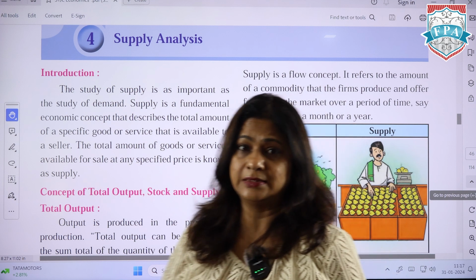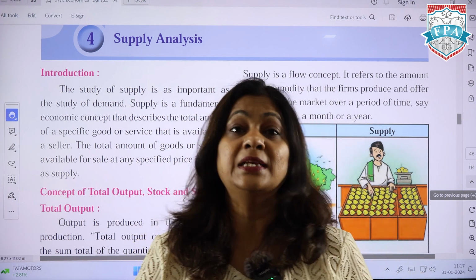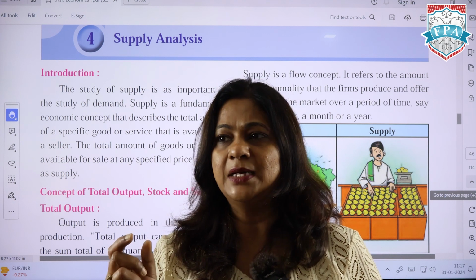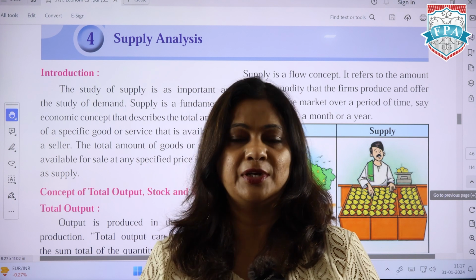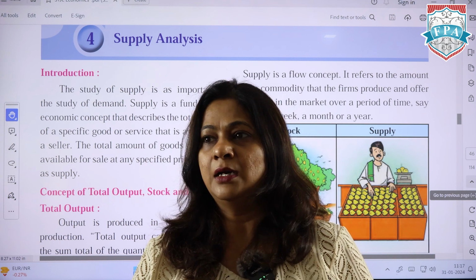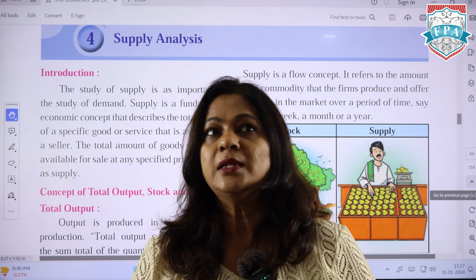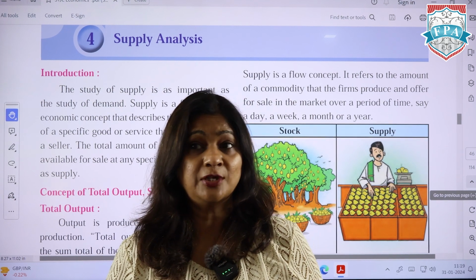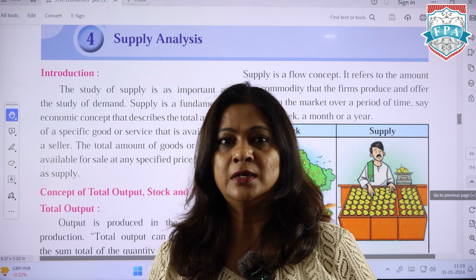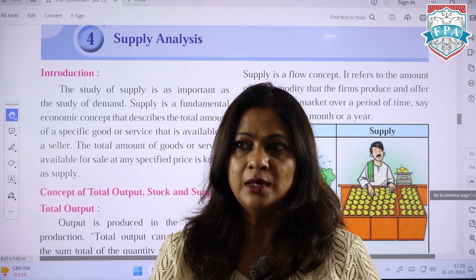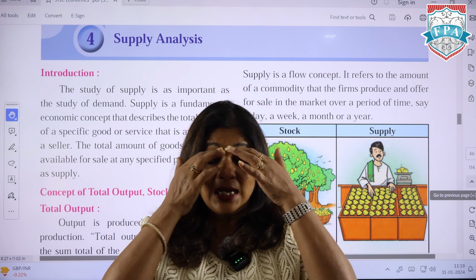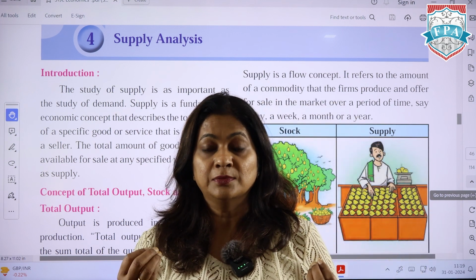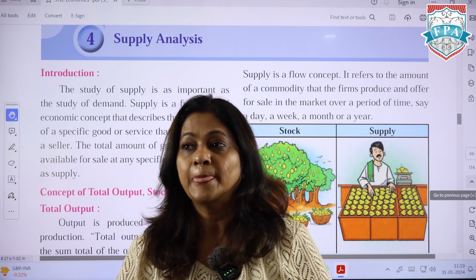This is supply analysis. What are the things in this chapter which are very, very important? First of all, note that there's a short question coming up: difference between stock and supply. Favorite question: distinguish between total revenue and marginal revenue. Then expansion, contraction, increase and decrease. And then a very favorite question: why does the labor curve bend backwards? These come for 3 marks, 4 marks. So I hope you can understand that this chapter 4 is very, very important from examination point of view.